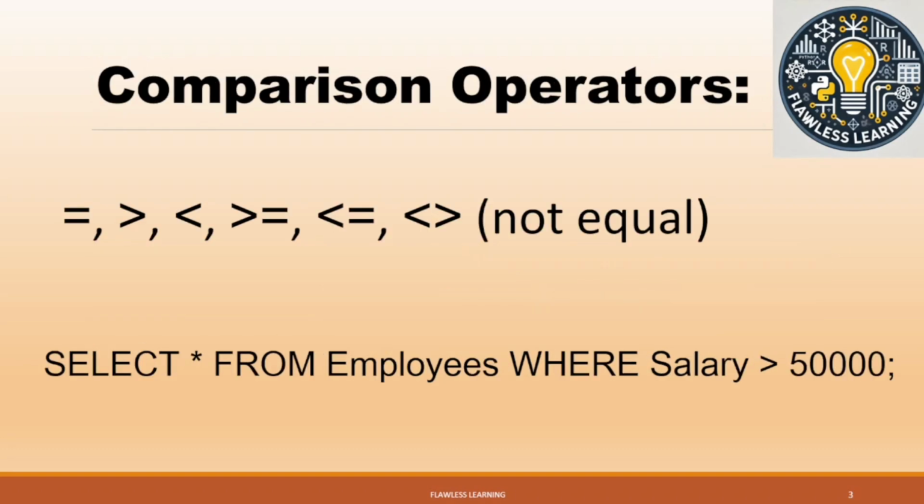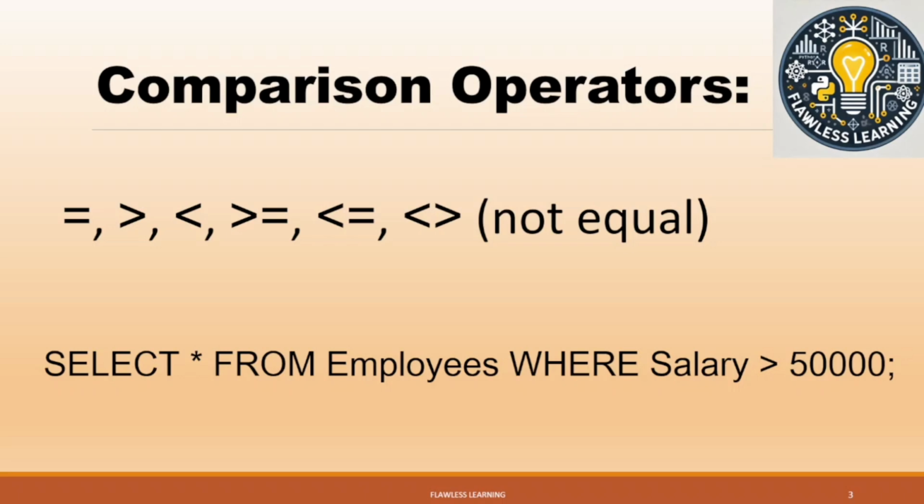Now there are some kinds of operators. First is the comparison operator. So how can you compare? For filtering, you have to take the help of some kind of operator, some kind of condition, some kind of commands. So first, coming to the operators, first is the comparison operator.